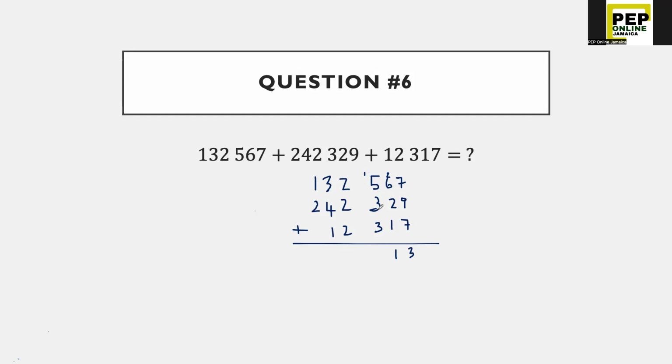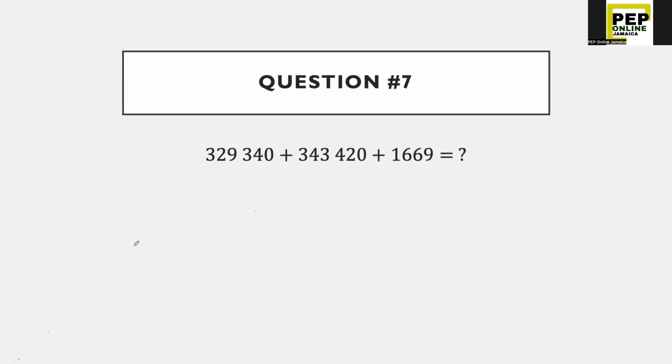3 plus 3 is 6, plus 5 is 11, and 1 makes 12. Put your 2 here, bring the 1 here. So 2 plus 2 plus 2 is 6, and 1, 7. This is great. 1 plus 4 is 5, and 3 makes 8. And 2 and 1 is 3. So now we end up with 387,213. All right, this is awesome. Let's move on to the next one.